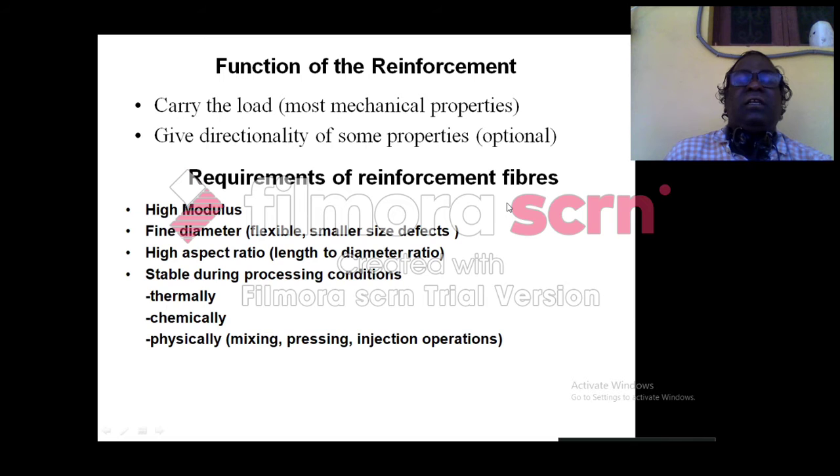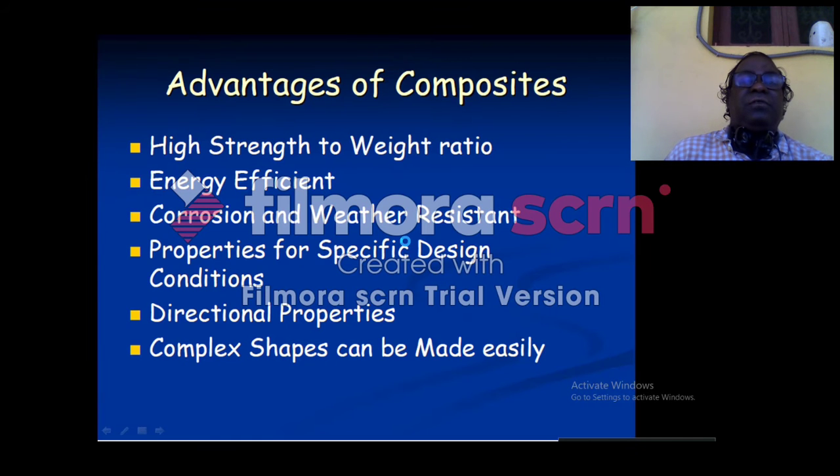Requirements of the reinforced fibers: why do they use fibers? For high modulus, fine diameter size, good aspect ratio, and stability during processing, thermally and chemically, in physical mixing, pressing, and injection operations. This fiber will play a major role. Some advantages of composites are high strength, energy efficiency, corrosion and water resistance, specific design conditions, directional property, and complex shapes can be made easily.